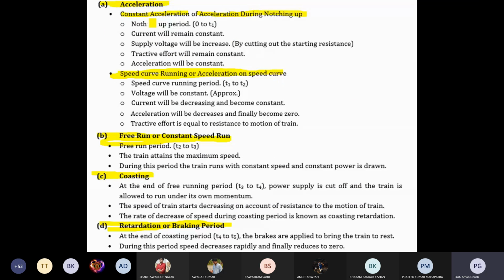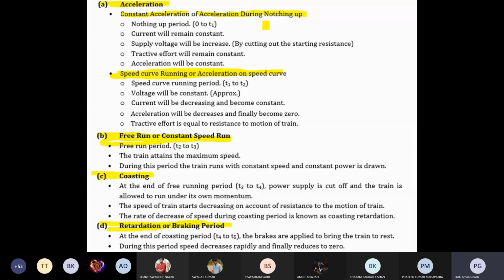Then next one, v equal to u plus at. That formula you know. Total time period, s equal to ut plus half at square. Different formulas are there: v equal to u plus at, another s equal to v into t. Based on that formula, you can calculate the distance traveled by your locomotive. So first we can think about the constant acceleration, or during the notching up.